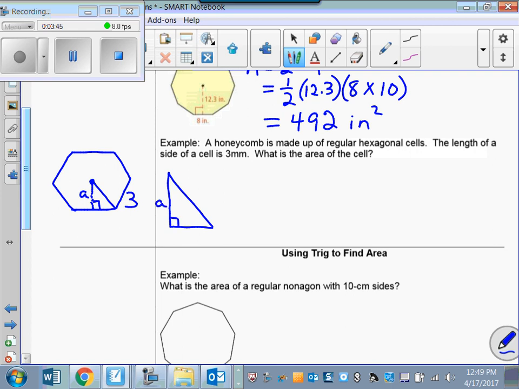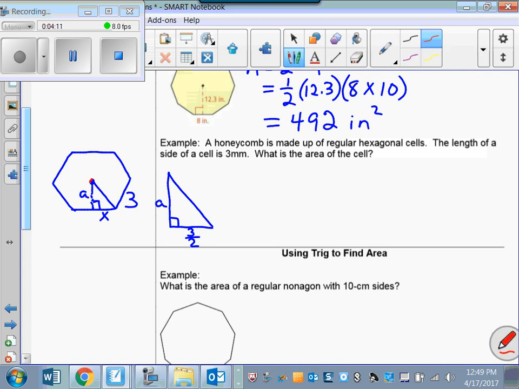So here's our apothem. Now guys, if each of the sides of this hexagon are 3 millimeters long, how long is this little part of the right triangle right here? It's half that, right? So this side length is 3/2. So how am I going to figure out how long the apothem is? Wait a minute. If I look, let's do this.